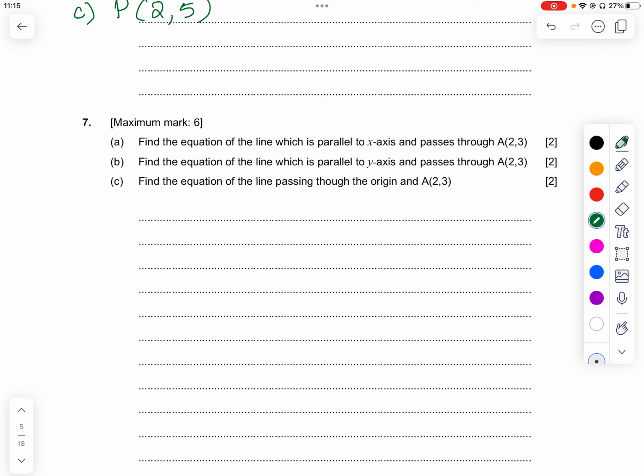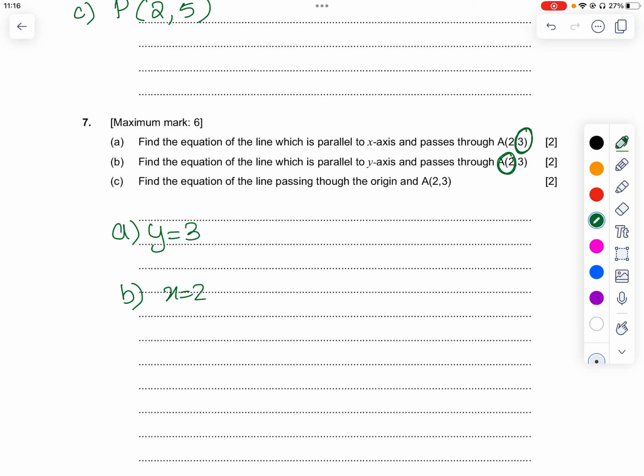Question number 7. Find the equation of a line which is parallel to the x-axis and passing through the point (2, 3). Parallel to the x-axis means it should be y equals 3. Then parallel to the y-axis means x equals 2.